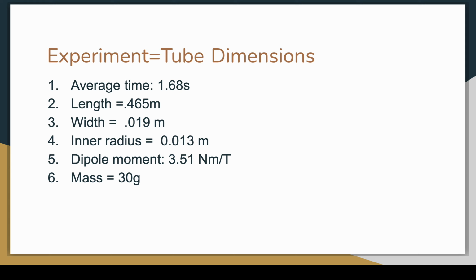Now, the dimensions. As I said, the average time was 1.68 seconds, the length of the tube was 0.465 meters, the width of the tube was 0.019 meters, and the inner radius is 0.013 meters. The dipole moment is 3.51 Nm divided by T, and the mass of the magnet is 30 grams.